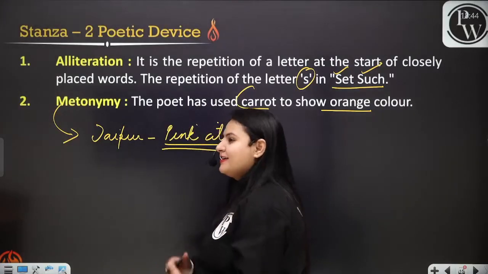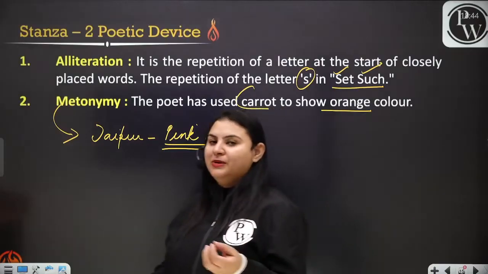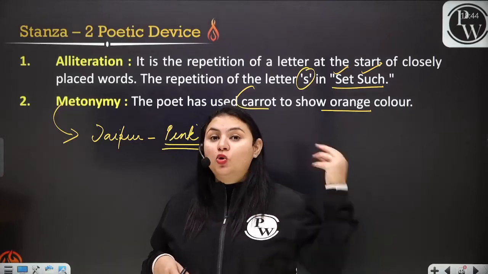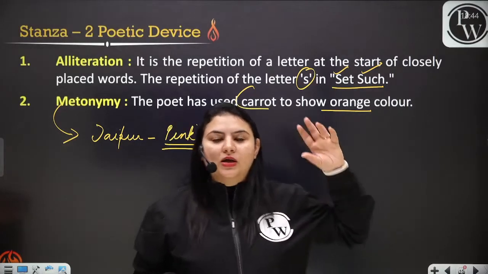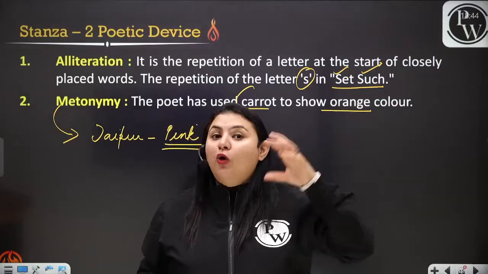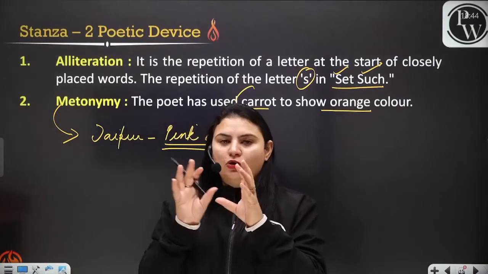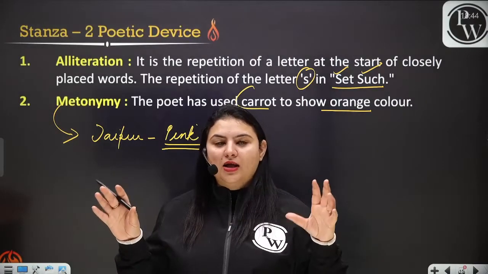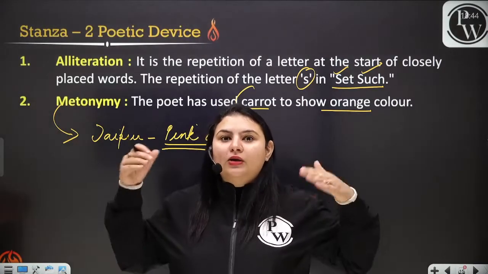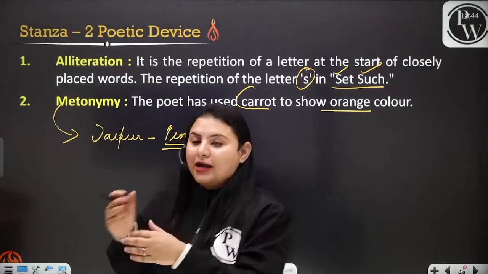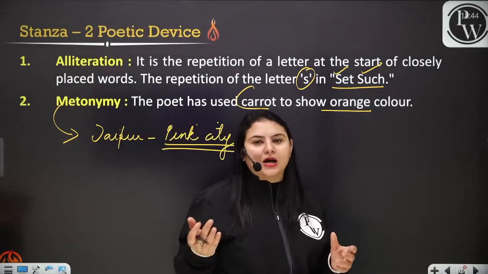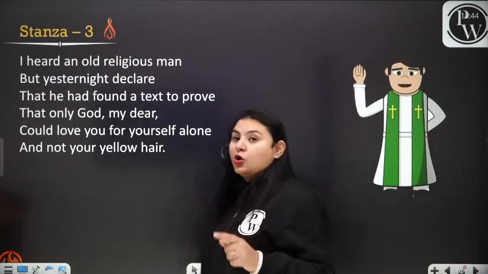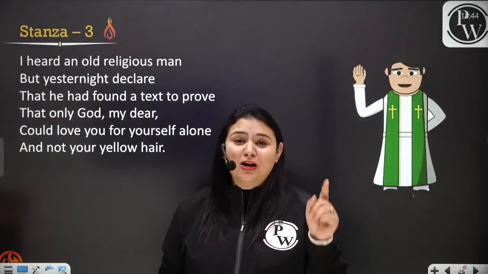Similarly, carrot is representing the orange color. Now a lot of people may say that carrot is of red color, but we are talking about those carrots which we get in summer, which we get in Europe and America. They are of orange color. Traditionally those carrots are of orange color, which we call the foreign carrots, imported carrots. But in India, the kind of carrots that we get in winter are of red color. But here they are talking about those orange carrots, which are also called pink carrots.